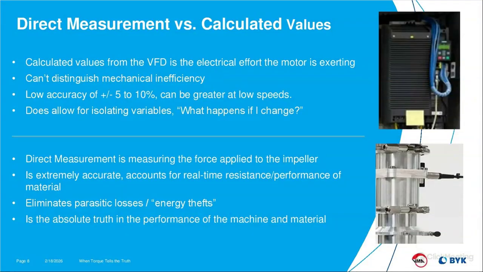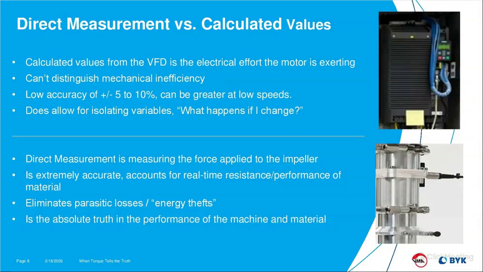The one thing that it does do fairly well with regard to calculated values is it allows you to isolate variables. So what happens if I change the RPMs or the size of the blade or the speed? It can help you with predictive models, but from a QC or R&D standpoint, it's not as accurate as you would like. So you can produce the same material over and over, and the way we do that is by a direct measurement.